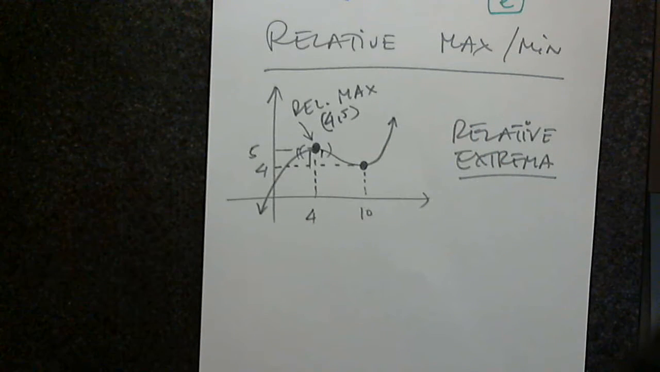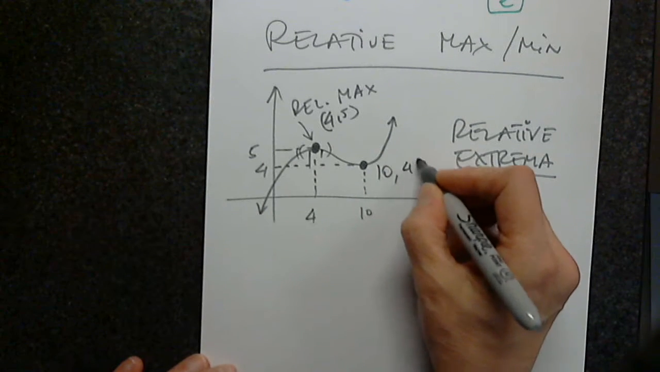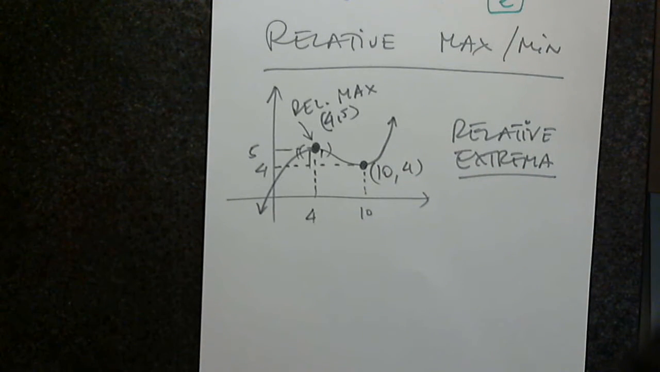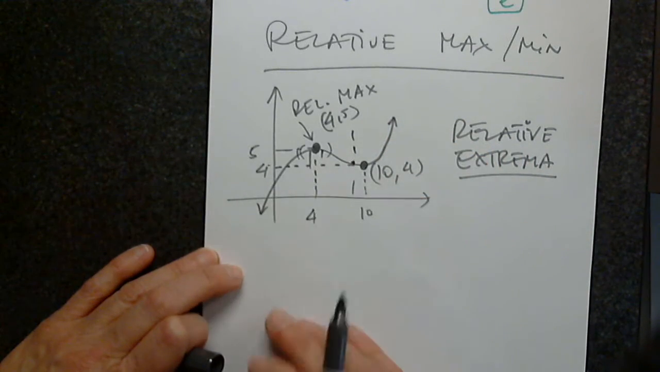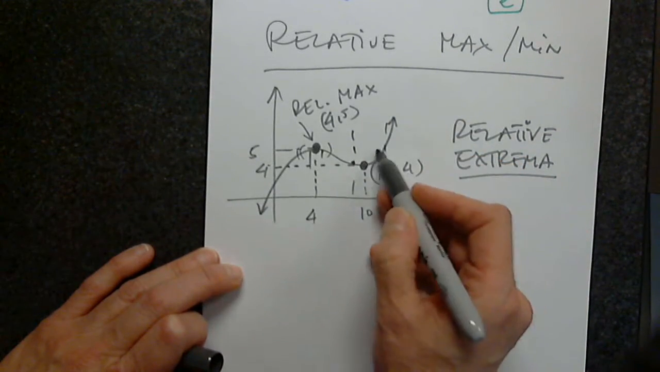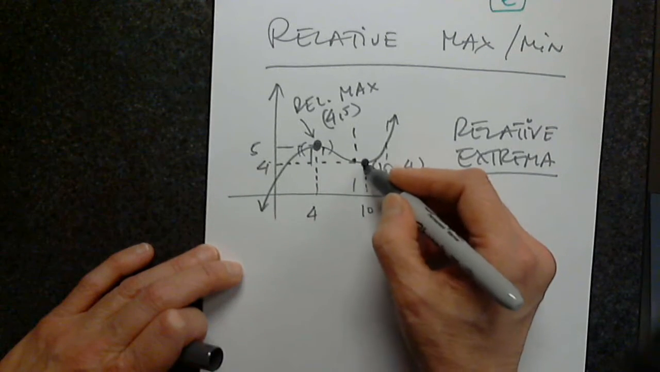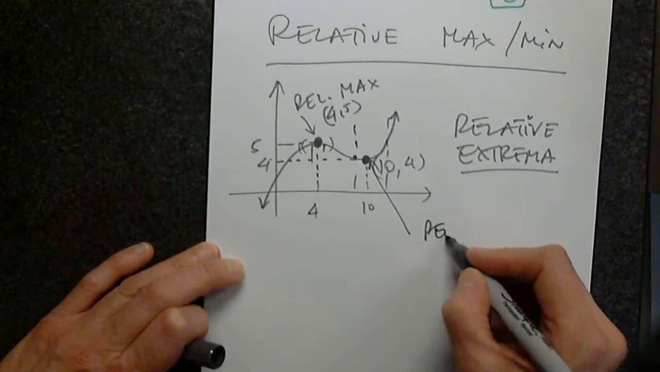What do you think the point labeled (10, 4) will be? Why will it be a relative min? Because first of all, the function exists on both sides. And I can show the tiny interval around that point where all function values left and right are definitely bigger than that one. So this function value here is definitely bigger than 4. This function value here is definitely bigger than 4. So this point is called a relative min.